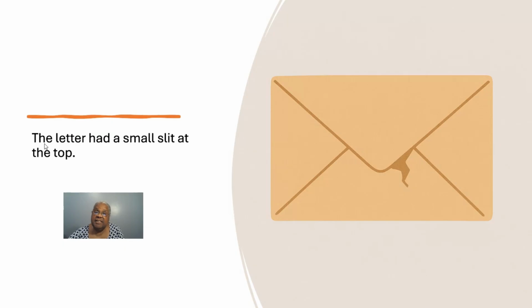Let's read the sentence together. Ready? Let us begin. The letter had a small slit at the top. Now, let's listen to what slit means. It means a small cut or narrow opening. You can make a slit to open an envelope.